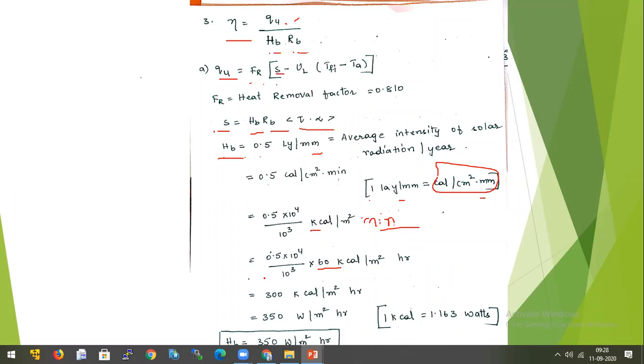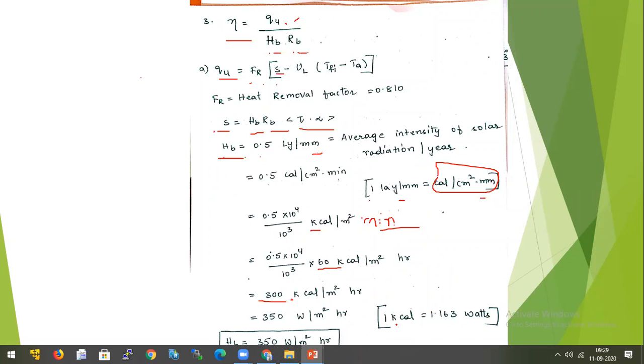So if you find out the value of this, it is 300. 5 into 60, sorry, 50 into 60 it becomes, so 50 into 60, 300. 300 kilocalories per meter square hours. If you want to convert this kilocalories, we have to convert into watts. So 1 kilocalorie is equal to 1.163 watts.